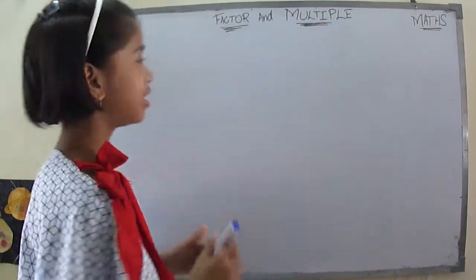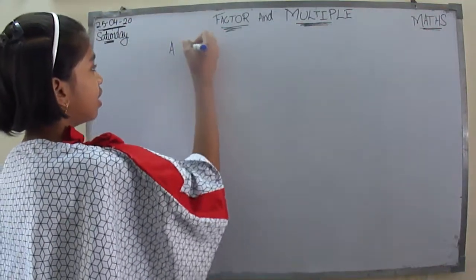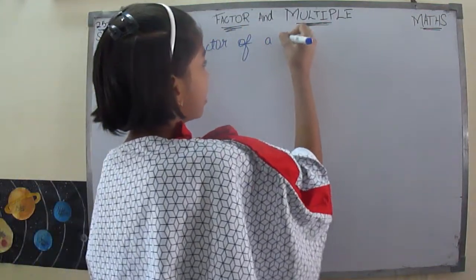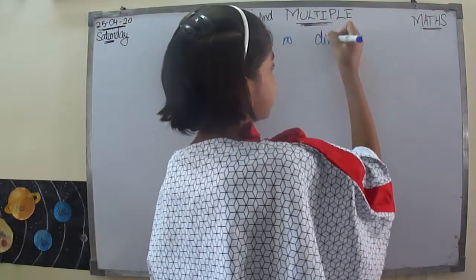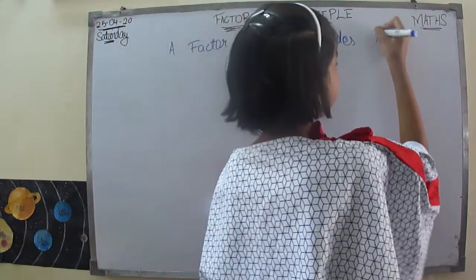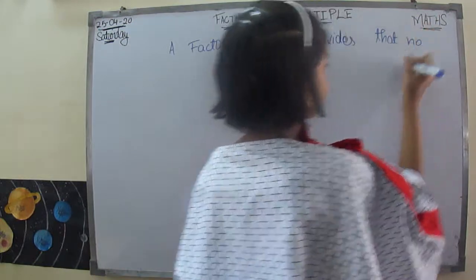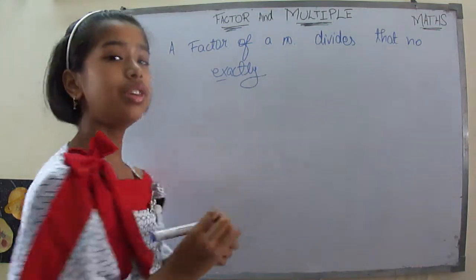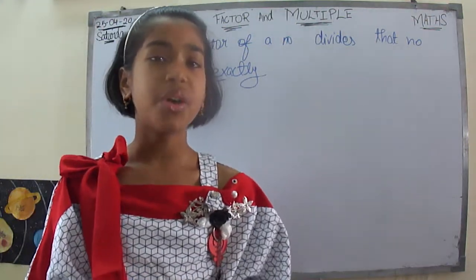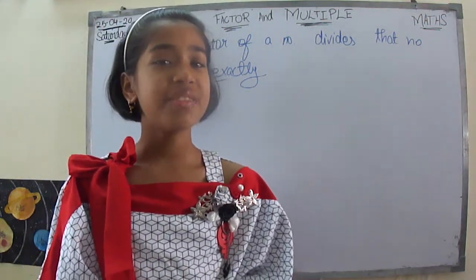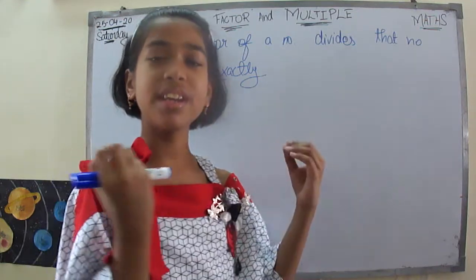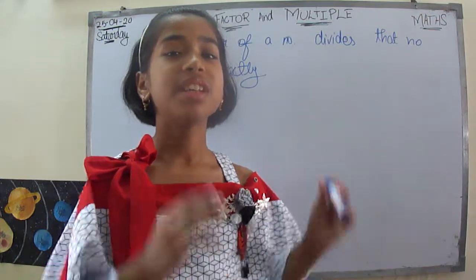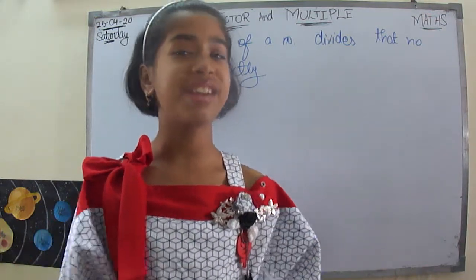A factor of a number divides that number exactly. Now, what do you mean by exactly? Exactly means that if I divide that number and get 0 as the remainder, that means the number is divided exactly.